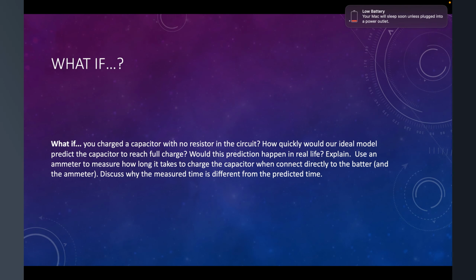So what if we charge a capacitor with no resistor in the circuit? How quickly would our ideal model predict the capacitor to reach full charge? Would this prediction happen in real life? Well, when you charge a capacitor with no resistor, the current will flow a lot better with zero disruptions. Hence, it would take a lot less time to charge.